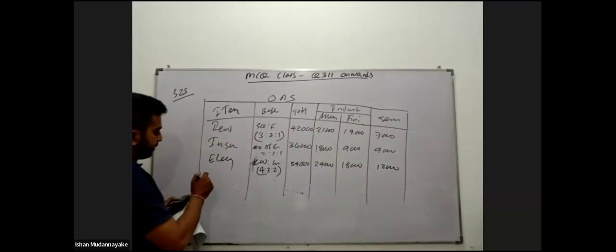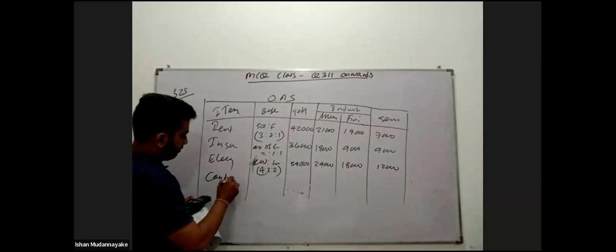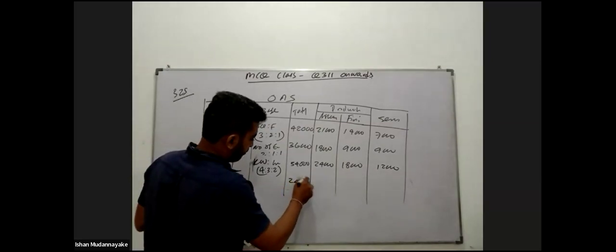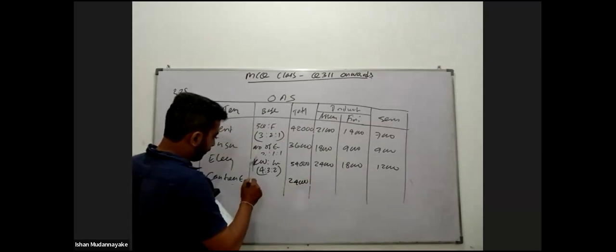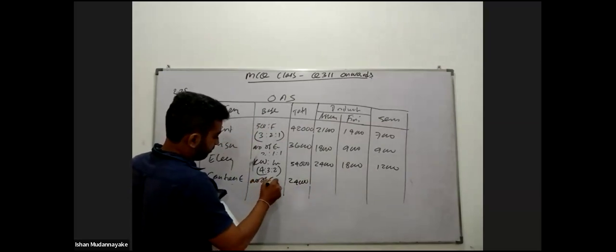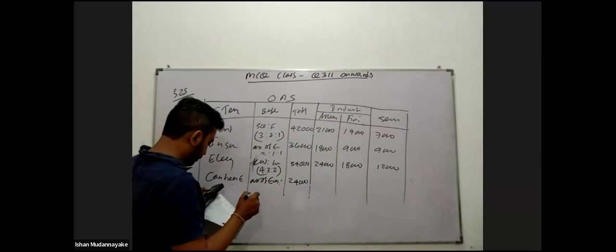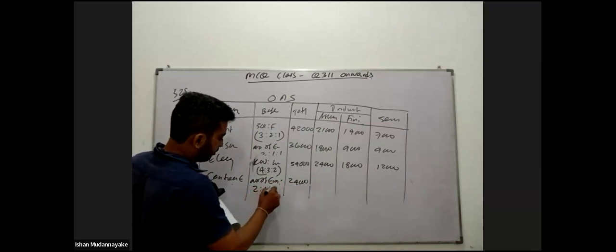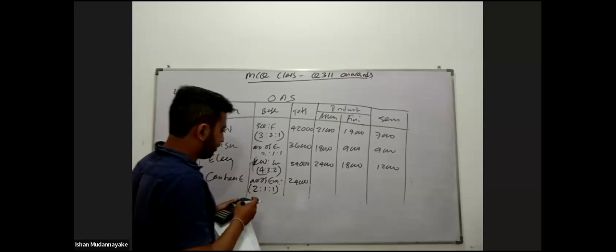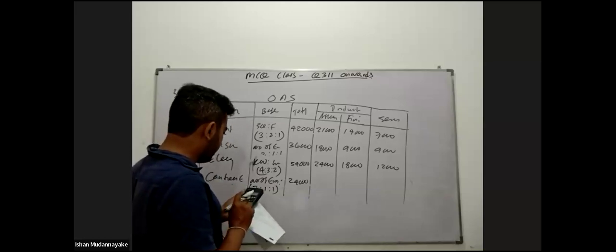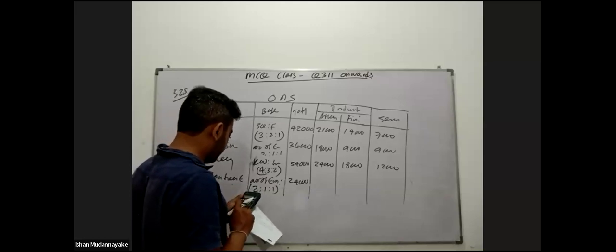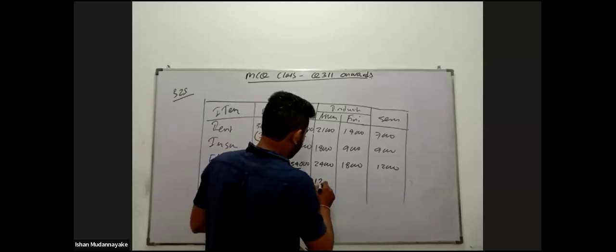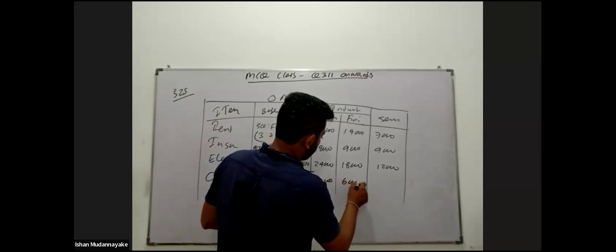Canteen expenses 24,000. Number of employees 2, 1, 1. 24,000 divided by 4: 12,000, 6,000, 6,000.